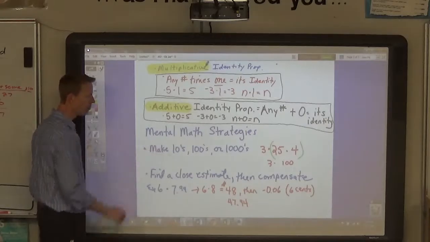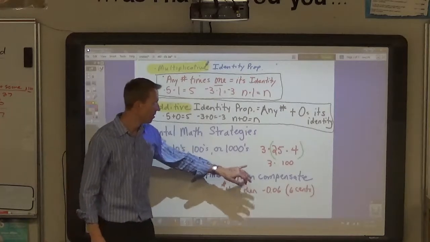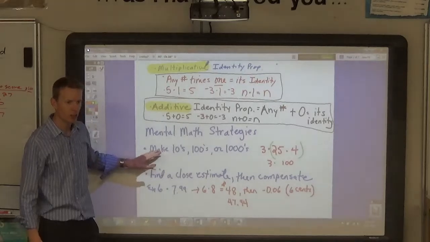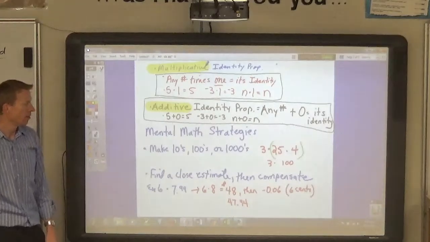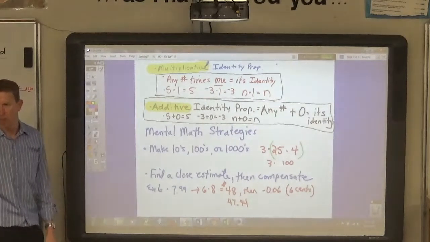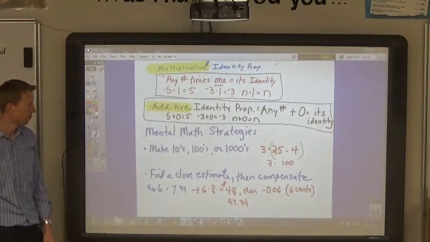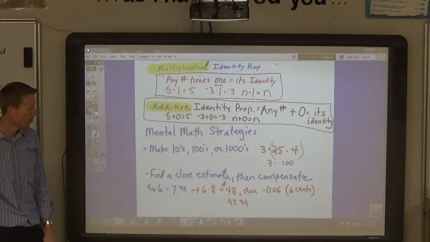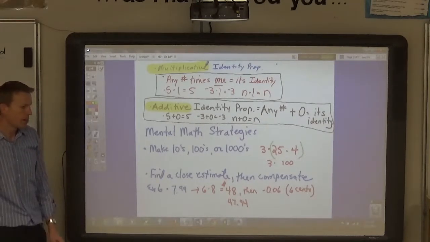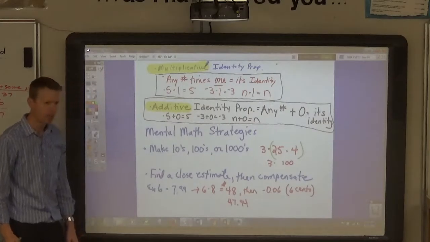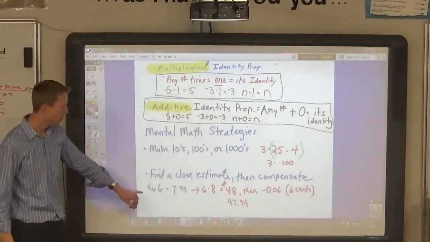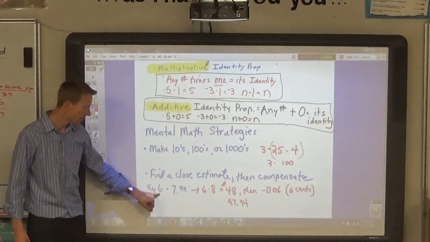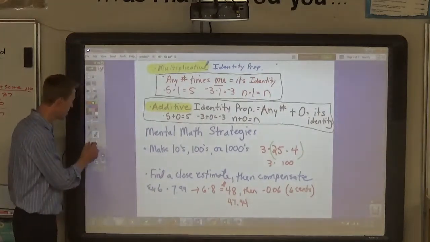And we talked about some mental math strategies. A good mental math strategy is to try to make hundreds or tens or powers of 10 whenever you're adding a bunch of numbers together or multiplying a bunch of numbers together. There's one strategy that we talked about. It's called compensation. You don't have to remember that it's called compensation. But it's doing a problem like 6 times 799.